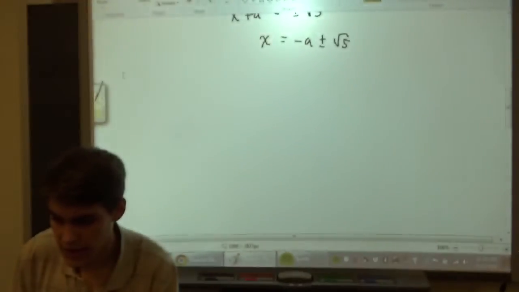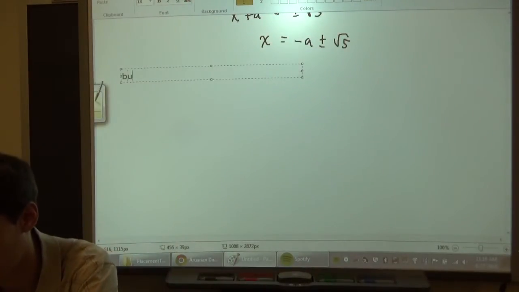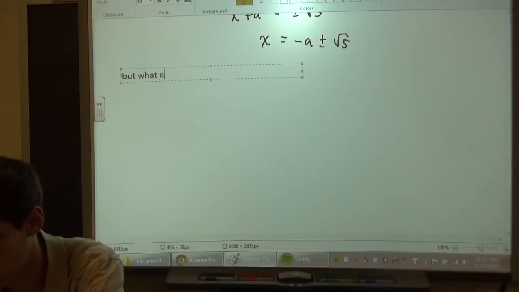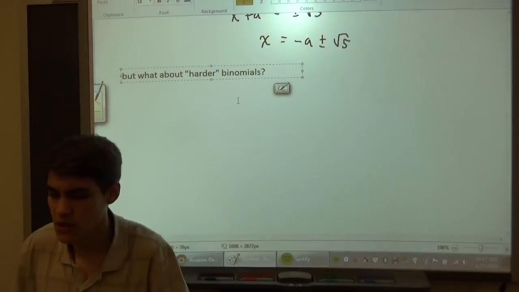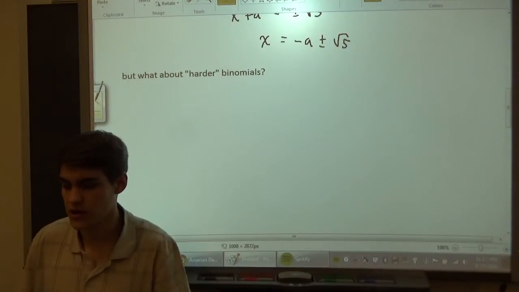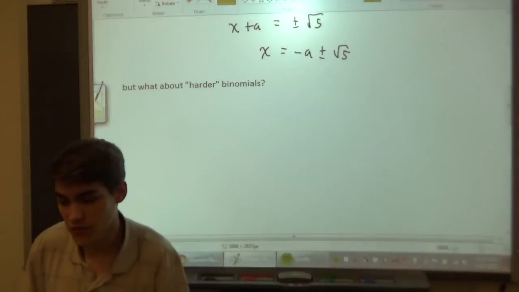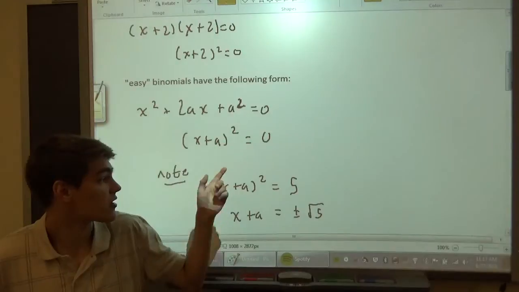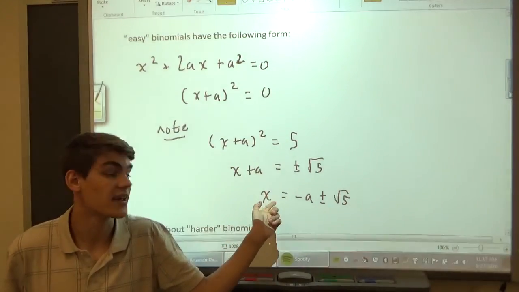So, as you know, we're not going to stay in easy binomial land. We're going to move on to harder to solve binomials. But that's okay, because the whole goal of completing the square is taking a harder to solve binomial and turning it into an easy to solve binomial. Something like this that we can work with, where even if we have something on the other side, we can just use our square root laws and then find x anyway.